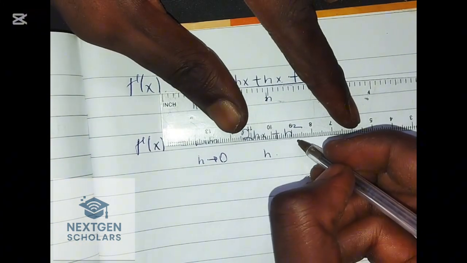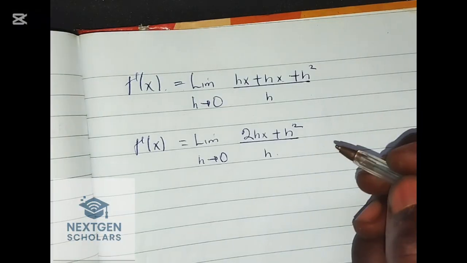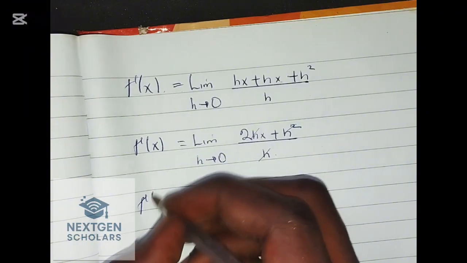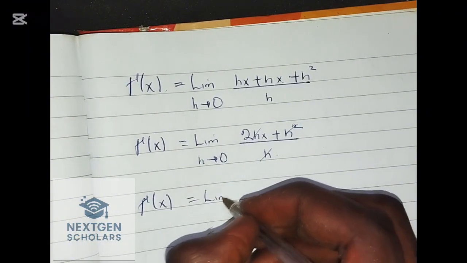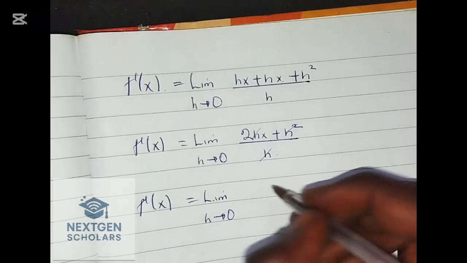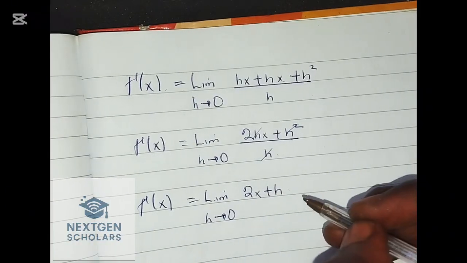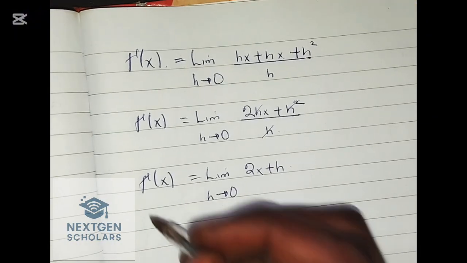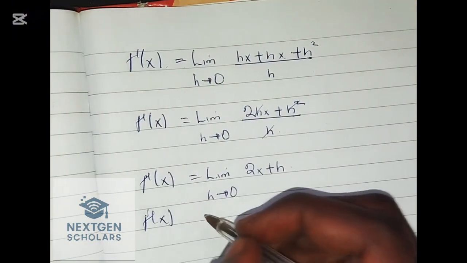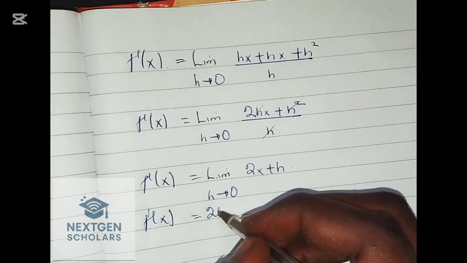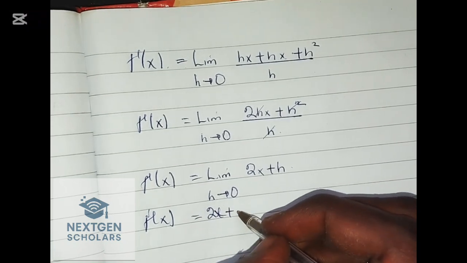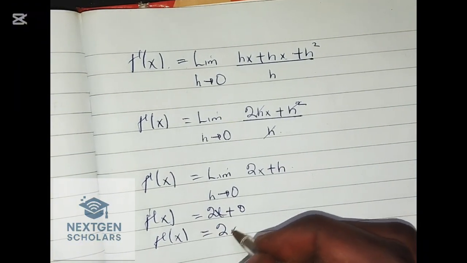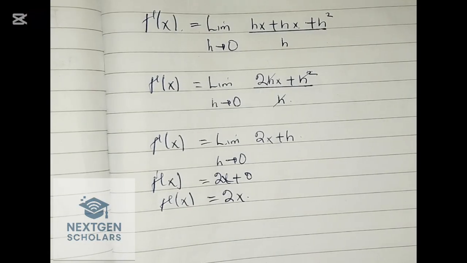At this point, all you have to do is divide through by h, and we have h cancel out h, the same h cancel out h here. So we have f prime of x is equal to the limit as h tends to 0 of 2x plus h. At this point, the moment you divide, you limit your h to 0. So let's limit our h to 0. We have 2x plus 0. So f prime of x is equal to 2x using our derivative definition.